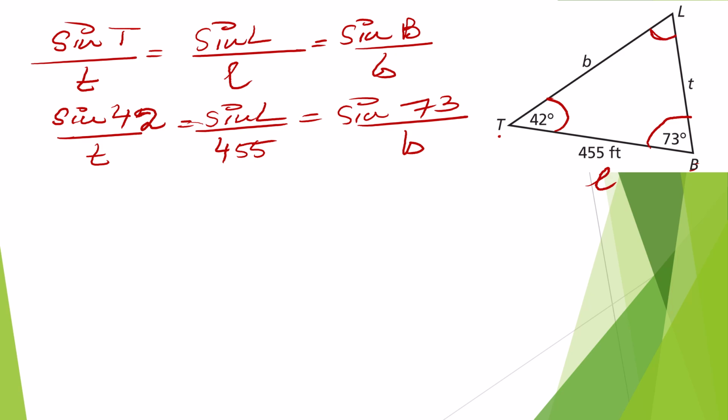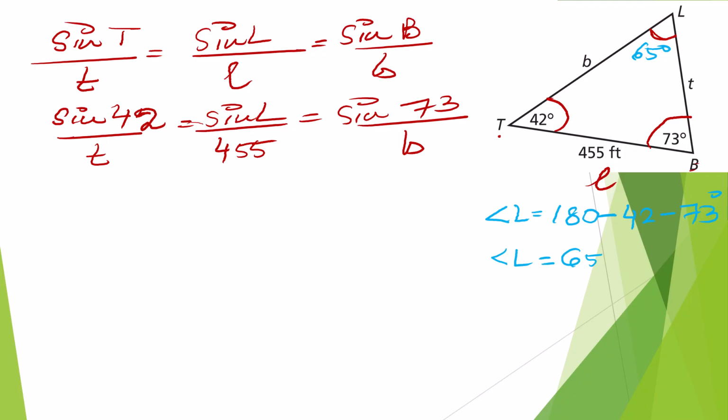So I want to write the angle L. Before solving anything, I will find angle L. You know that the sum of all the angles in a triangle is 180. So I will write 180 minus 42 minus 73 degrees. In the calculator, 180 minus 42 minus 73. Be careful while writing the values, and it equals 65 degrees.